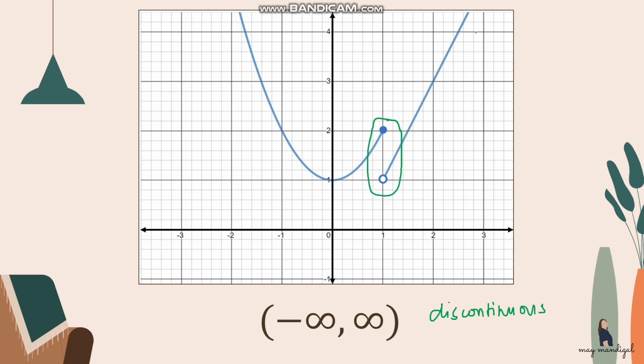Because you cannot graph it or trace it from negative infinity to positive infinity without lifting your pen, because we have to cross this gap right here. So our function is discontinuous on the interval negative infinity to positive infinity.